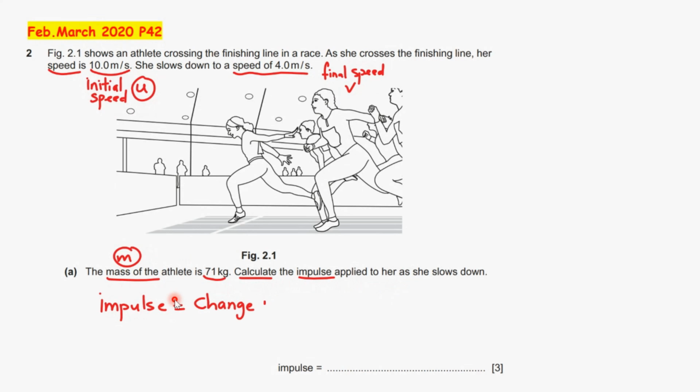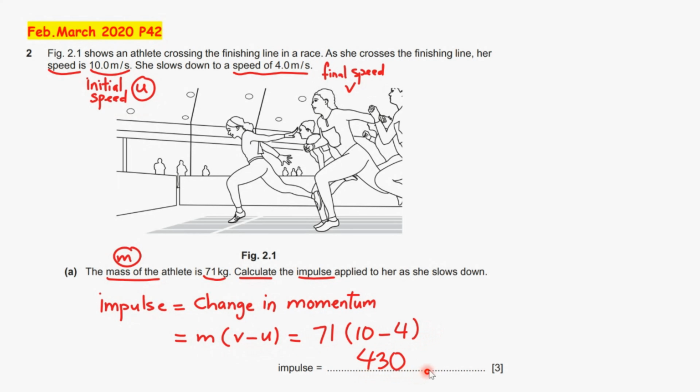Okay, the momentum, as you know, is the product of mass and velocity. So the impulse here equals the mass, symbolized by m, as we said before, times the change in velocity, which is v minus u, equal to 71 times the quantity 10, which is final, minus 4. So it gives us finally 430, and the unit here is Newton seconds.